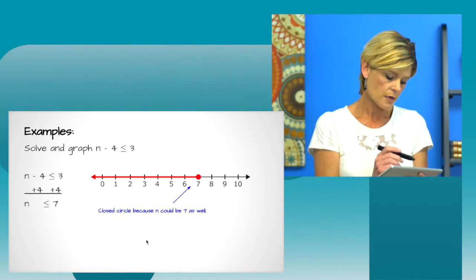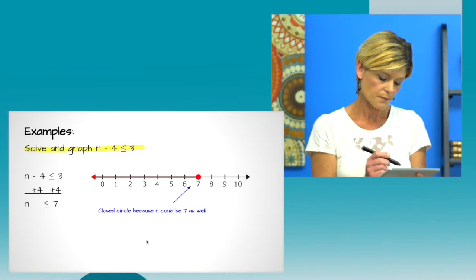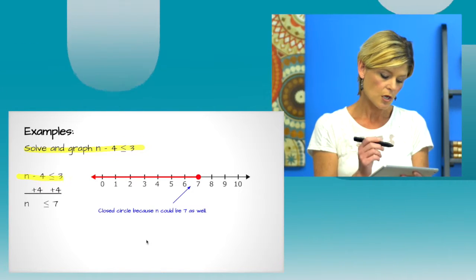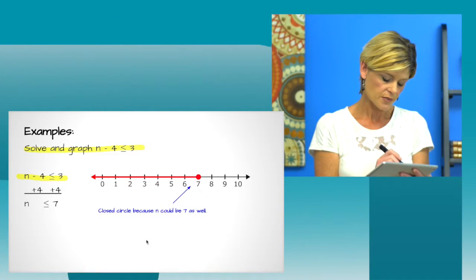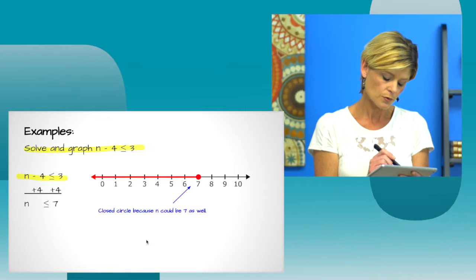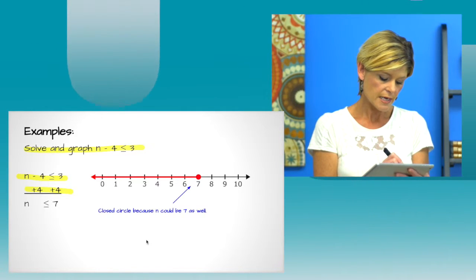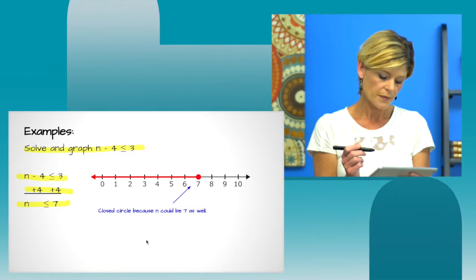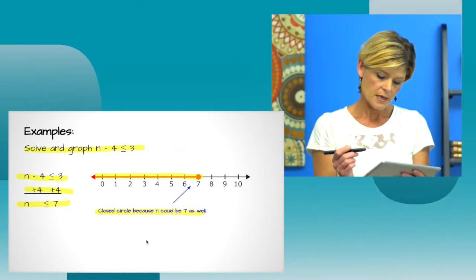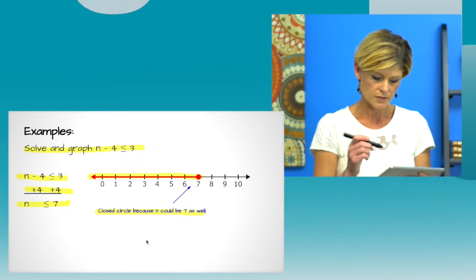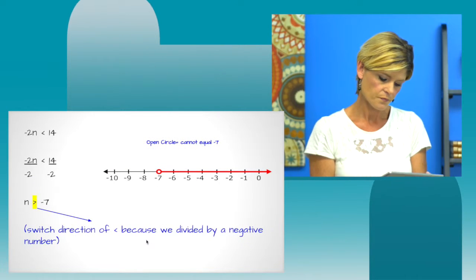Okay. The problem says solve and graph n minus 4 is less than or equal to 3. We're just going to solve this inequality; we're looking for n. So n minus 4 is less than or equal to 3. We're going to add 4 to both sides of the inequality, and we get n is less than or equal to 7. It's graphed this way, and the circle is closed. Why? Because 7 could be the answer as well. It's a solution as well.